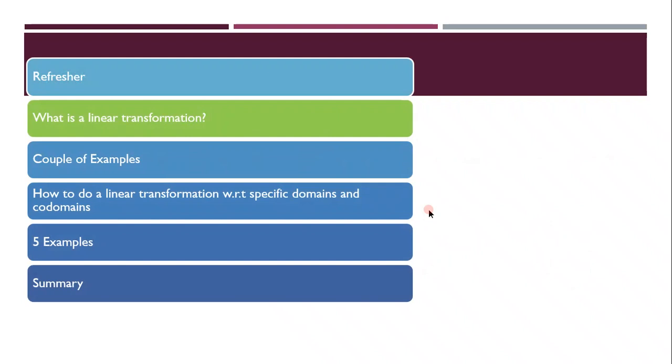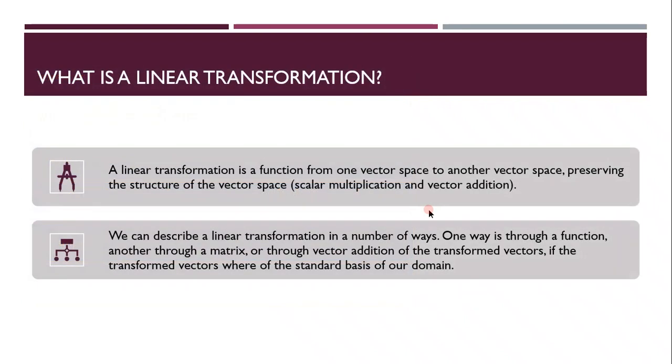So now we can have a look at what a linear transformation is. A linear transformation is a function from one vector space to another vector space, preserving the structure of the vector space. And in order to preserve the structure of a vector space, there are 2 rules that you need to fulfill. I did a video on it, where it needs to be preserved under vector addition and scalar multiplication.